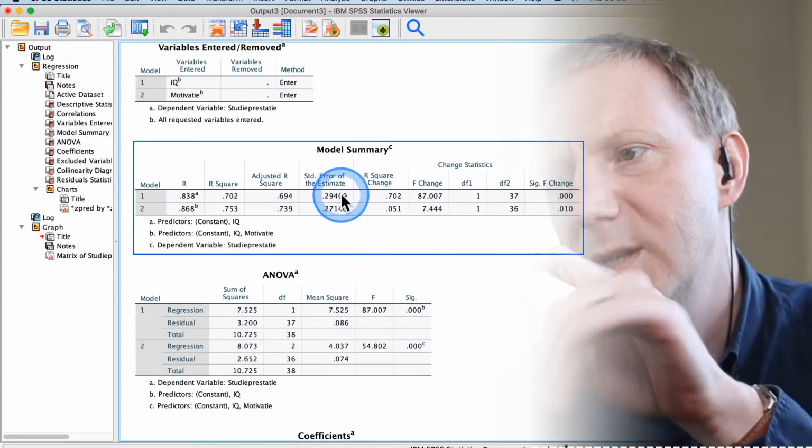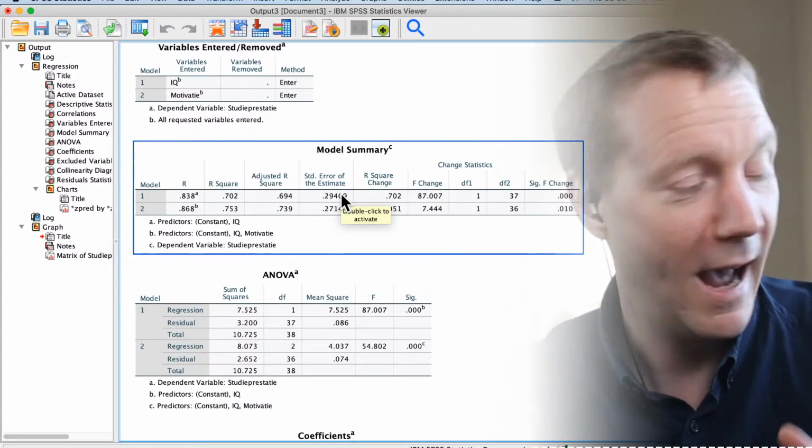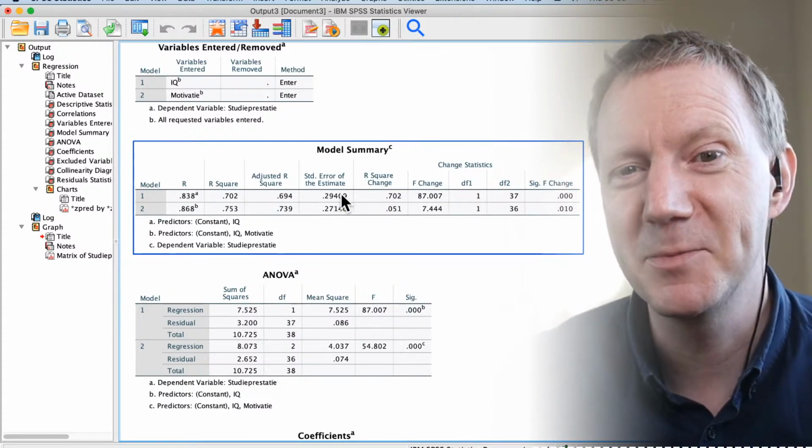So this is the most important table. We'll dive into the rest of them, but I indeed need coffee at this moment.